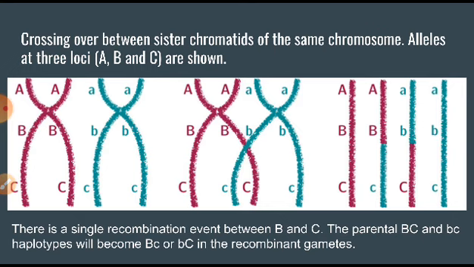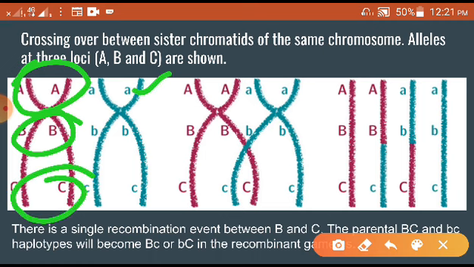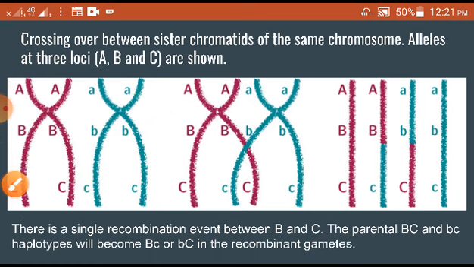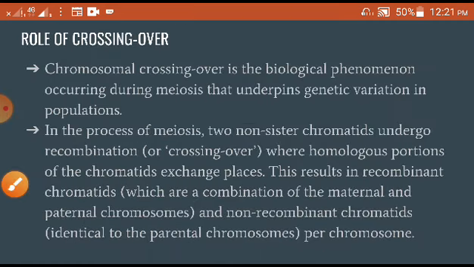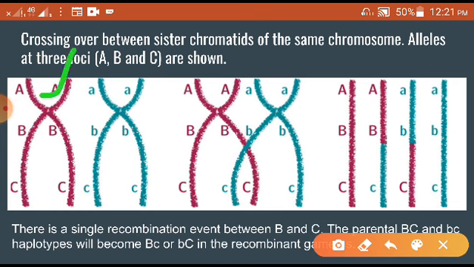This is an example of crossing over, how it is happening between the sister chromatids of the same chromosome. Alleles at three loci A, B and C are shown. You can see A, B and C, right? Here you can see A, B and C, here A, B and C, like that everywhere the A, B, C will be there. Now this is one arm, this is another one, two chromosomes, because they are always present in a group.